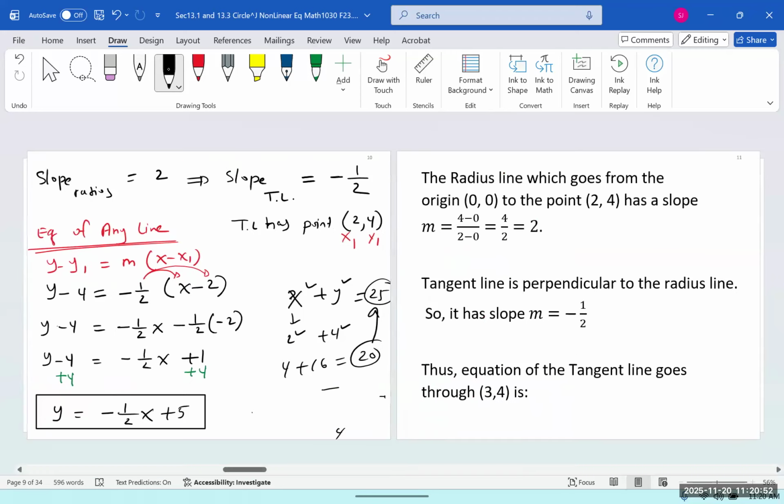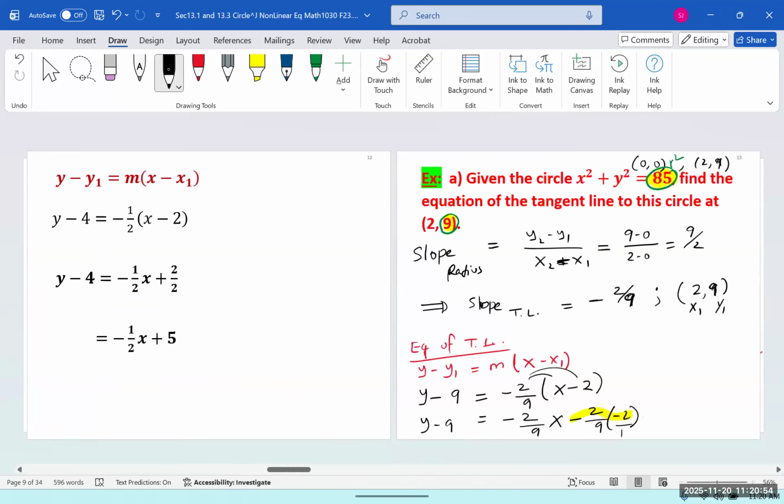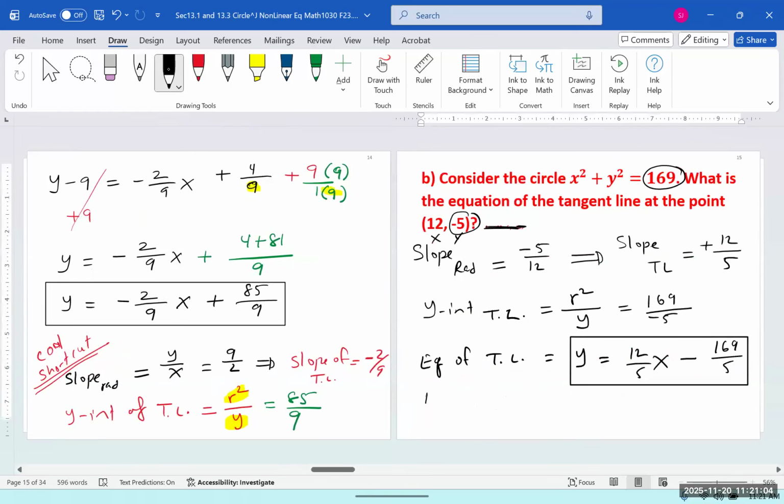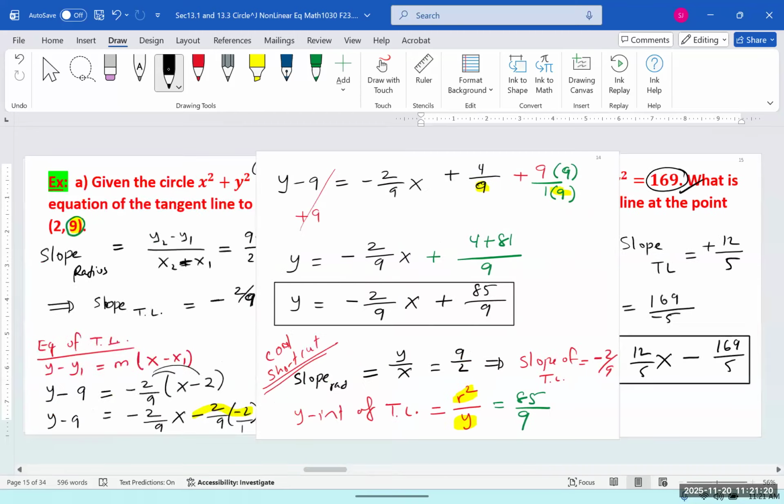But observe the other points. 2 squared is 4, 9 squared is 81, 81 plus 4 is 85. This equation is correct. The next one, we have 12 squared, 144, 5 squared is 25. When we add them, we get 169. This equation is correct. So the format is correct. The first one didn't work because the point is wrong. It's not on the circumference. So we have to fix the point.